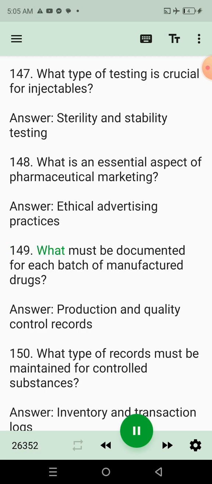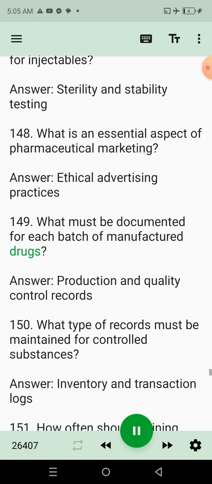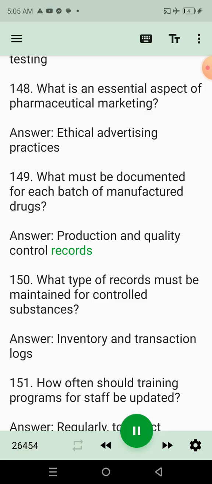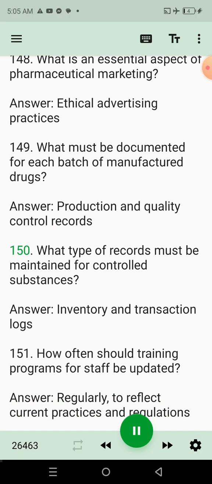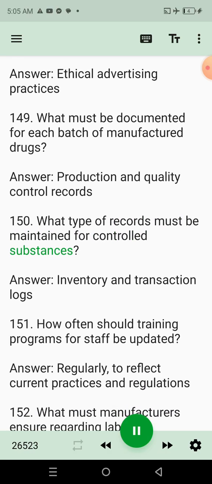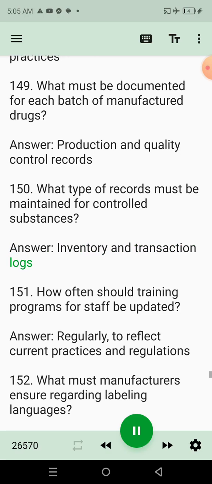149. What must be documented for each batch of manufactured drugs? Answer: production and quality control records. 150. What type of records must be maintained for controlled substances? Answer: inventory and transaction logs.